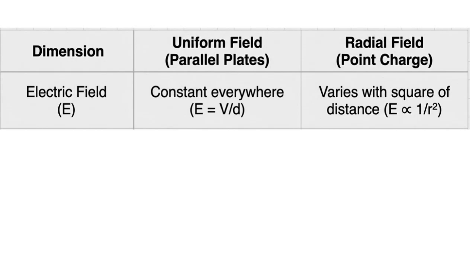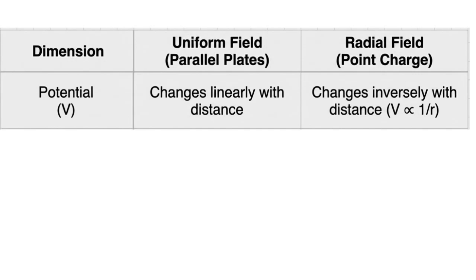In a uniform field, created by parallel plates, the electric field is constant everywhere between the plates. This means the field strength doesn't change with position, and it's calculated simply as the voltage divided by the distance between the plates. On the other hand, in a radial field generated by a point charge, the electric field is not uniform. Instead, it changes with distance, specifically varying inversely with the square of the distance from the charge. So, as you move further away from the charge, the field strength decreases rapidly, following a 1 over r squared relationship. Understanding these distinctions is key to analyzing how electric fields behave in different setups.